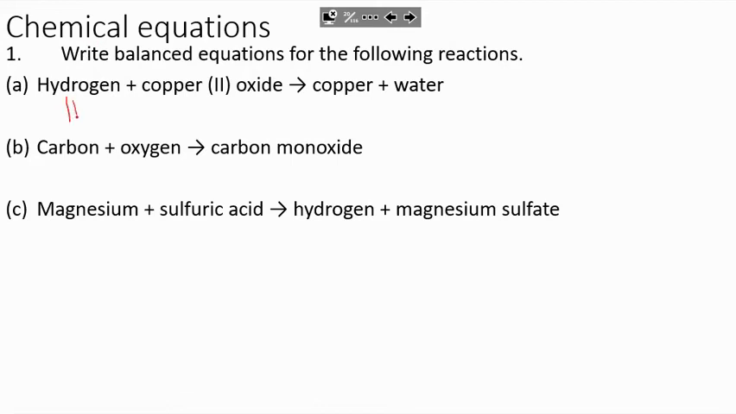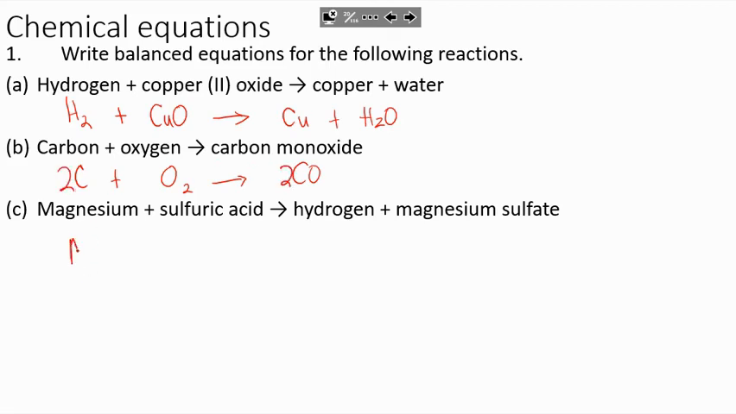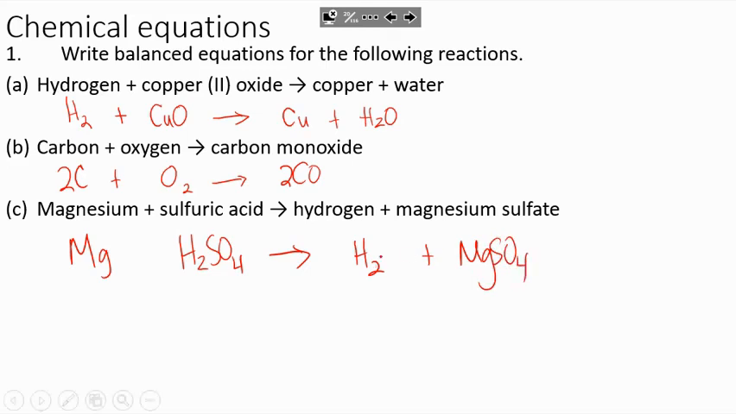All right. Did you remember that hydrogen is a Brinkelhoff? All right. So then we need to balance, and it looks like this one's already balanced. So carbon, oxygen is a Brinkelhoff. So we need to get this to balance. I need to put a 2 here and a 2 here, and now I've got it balanced. Magnesium, sulfuric acid. Hydrogen is a Brinkelhoff. Okay, and everything's balanced for that one.